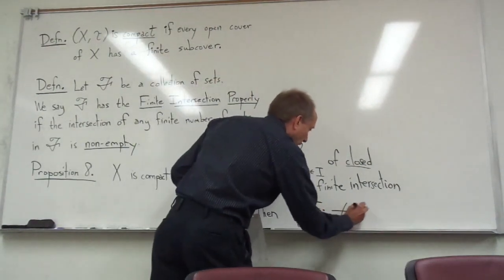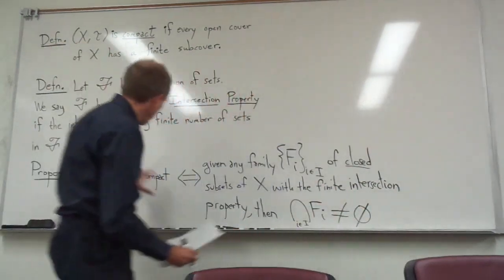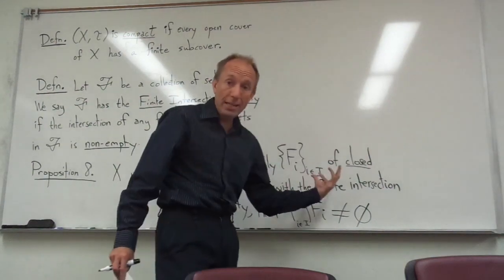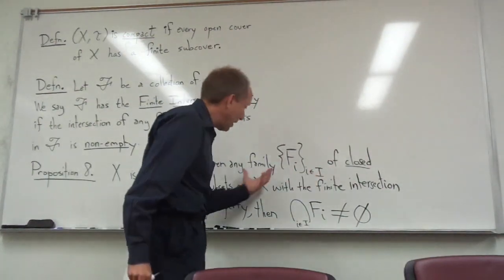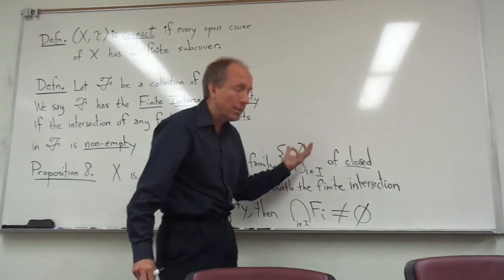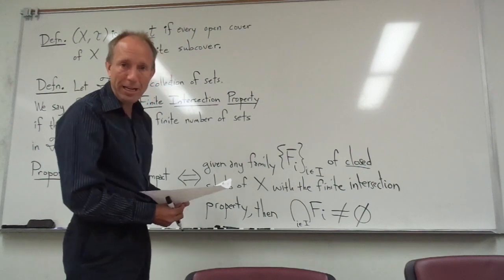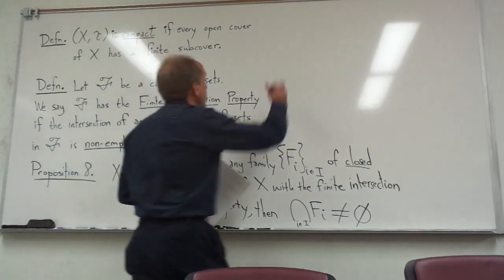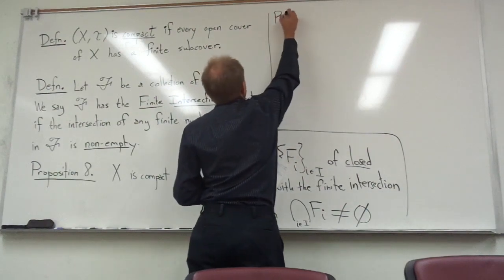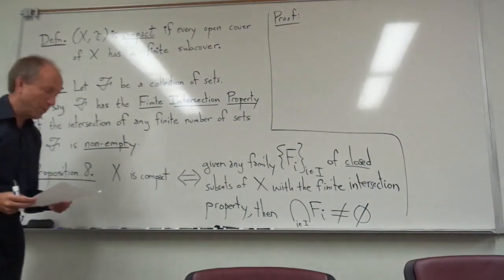But what compactness is equivalent to is that any collection of closed sets with the finite intersection property actually has the property that when you intersect all of those sets together, the result is non-empty. Okay? So I'm going to do the proof in both directions. This is an if and only if. I'm going to do the proof.